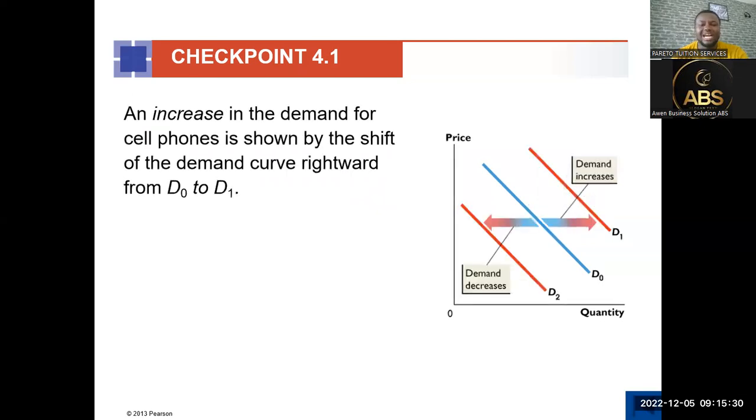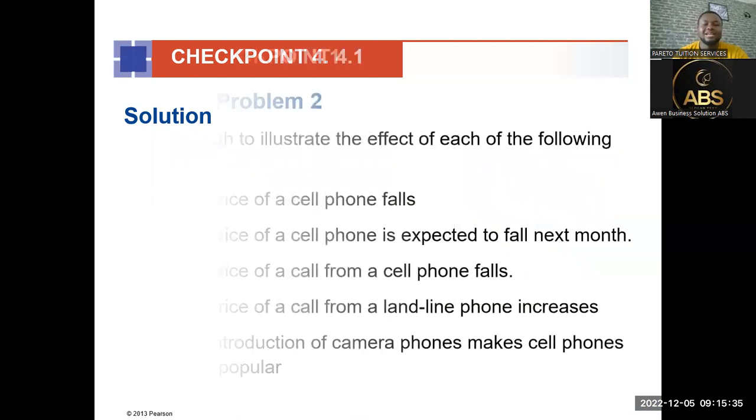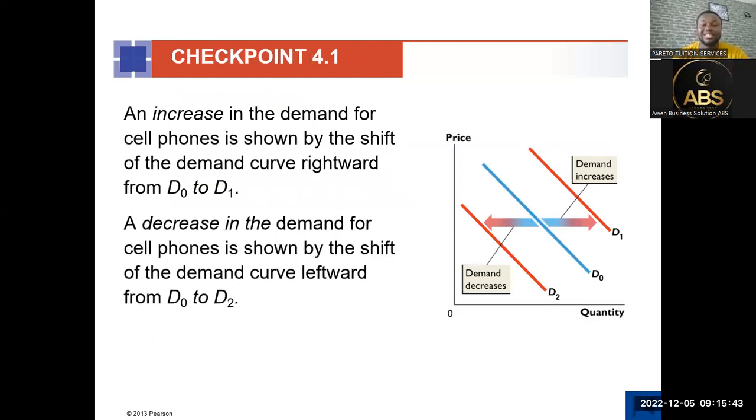But for the other ones, remember the events caused either an increase in demand or a decrease in demand. So for those ones, the diagrams are the same depending on whether it's an increase or a decrease. If the event caused a decrease in demand, then the demand curve will shift from D0 to D2. And if the event caused an increase in demand, it should shift from D0 to D1. Are we together? Yes.